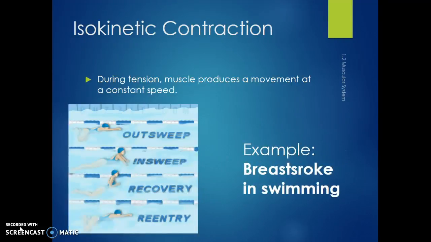And lastly, isokinetic contraction is when during contraction the muscle produces a movement at constant speed. So this doesn't usually occur in sporting action, so it's generally used to test and improve muscular strength, especially after injury. However, this can be shown in a breaststroke in swimming, so the water in this case will provide a constant and even resistance to the adduction movement of the arms.